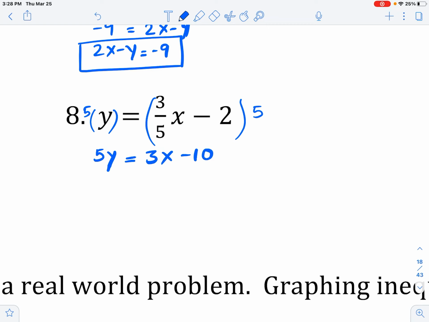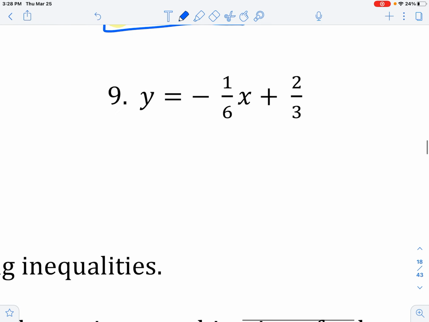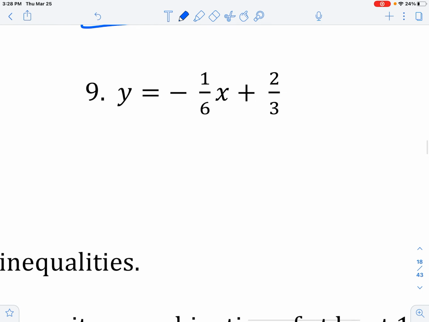And now 5y is 3x minus 10, so 3x is already positive. I need to subtract 5y from both sides, and I need to add 10. I will add 10, and what do I have now? This side 10 is equal to 3x minus 5y. This is gone, this is gone. And I can switch it, and 3x minus 5y equal to 10. That's my answer. If I want to do my 9th, I can do the same strategy.